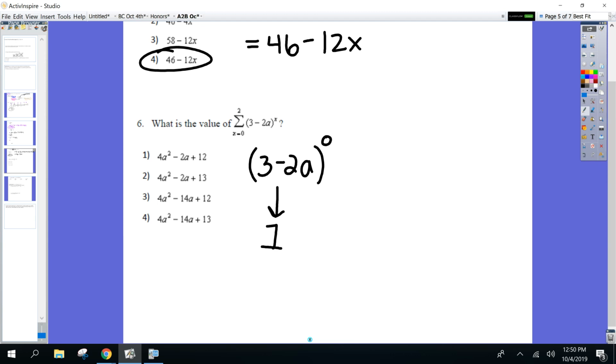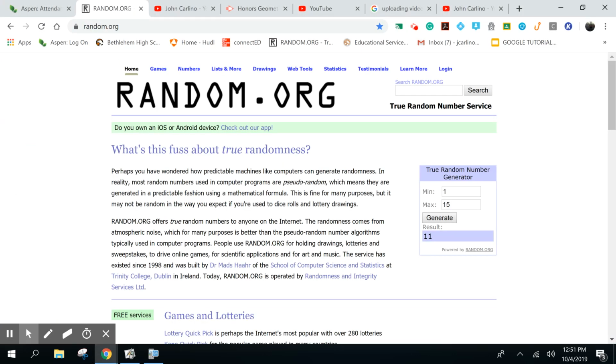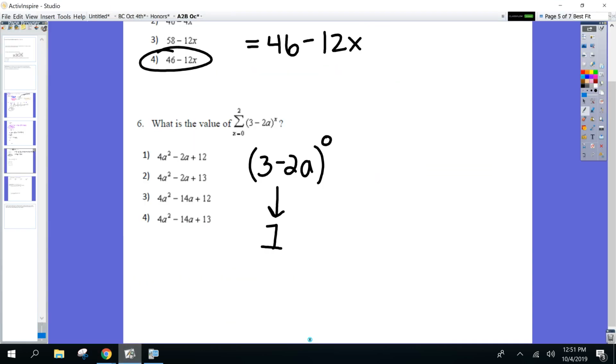Okay, I got to start asking you guys questions here. Now, what's the next number I'm going to plug in? 1. So 3 minus 2A, all raised to the first. Anything raised to the first? It's itself, yes. 3 minus 2A.